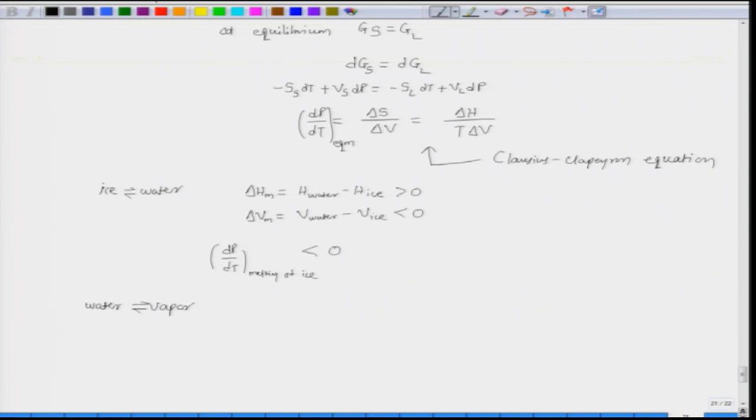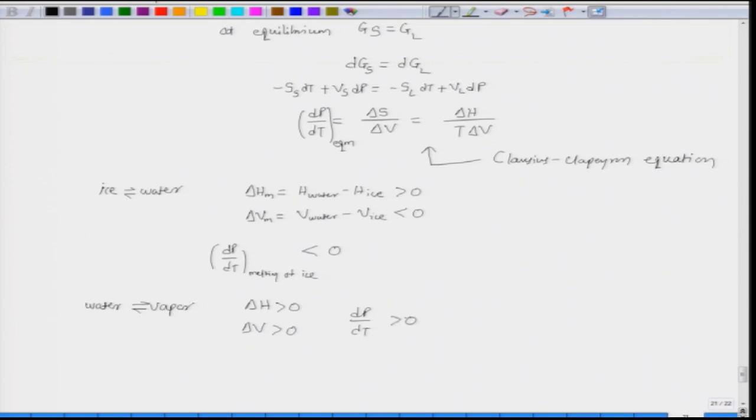We can also consider the water to vapor transformation, or boiling of water. Now here, what will be delta H? Obviously positive, because water converting to vapor, and vapor has higher enthalpy. What about delta V? It should also be positive, obviously the vapor has higher molar volume than water, and so dP by dT is greater than 0.